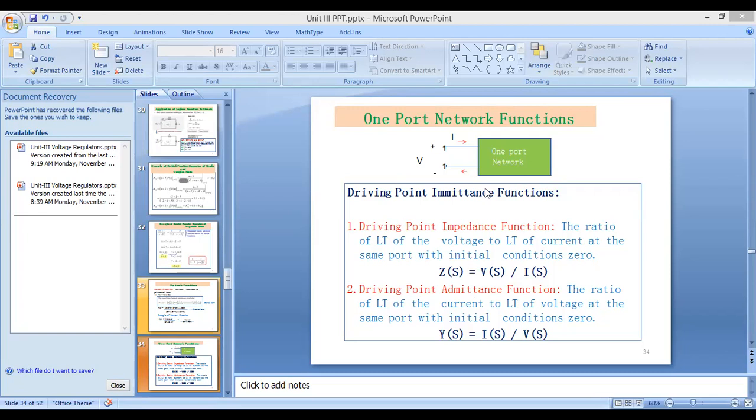You are supposed to calculate driving point admittance and impedance in terms of RL circuit, RLC circuit, and RC circuit. That's why you need to understand how to take Z of S for a resistor, how we calculate 1 by SC for a capacitor, and that for an inductor we take S into L. Like this, you can solve driving point impedance for RL, RC, and RLC circuits. We can see them one by one.